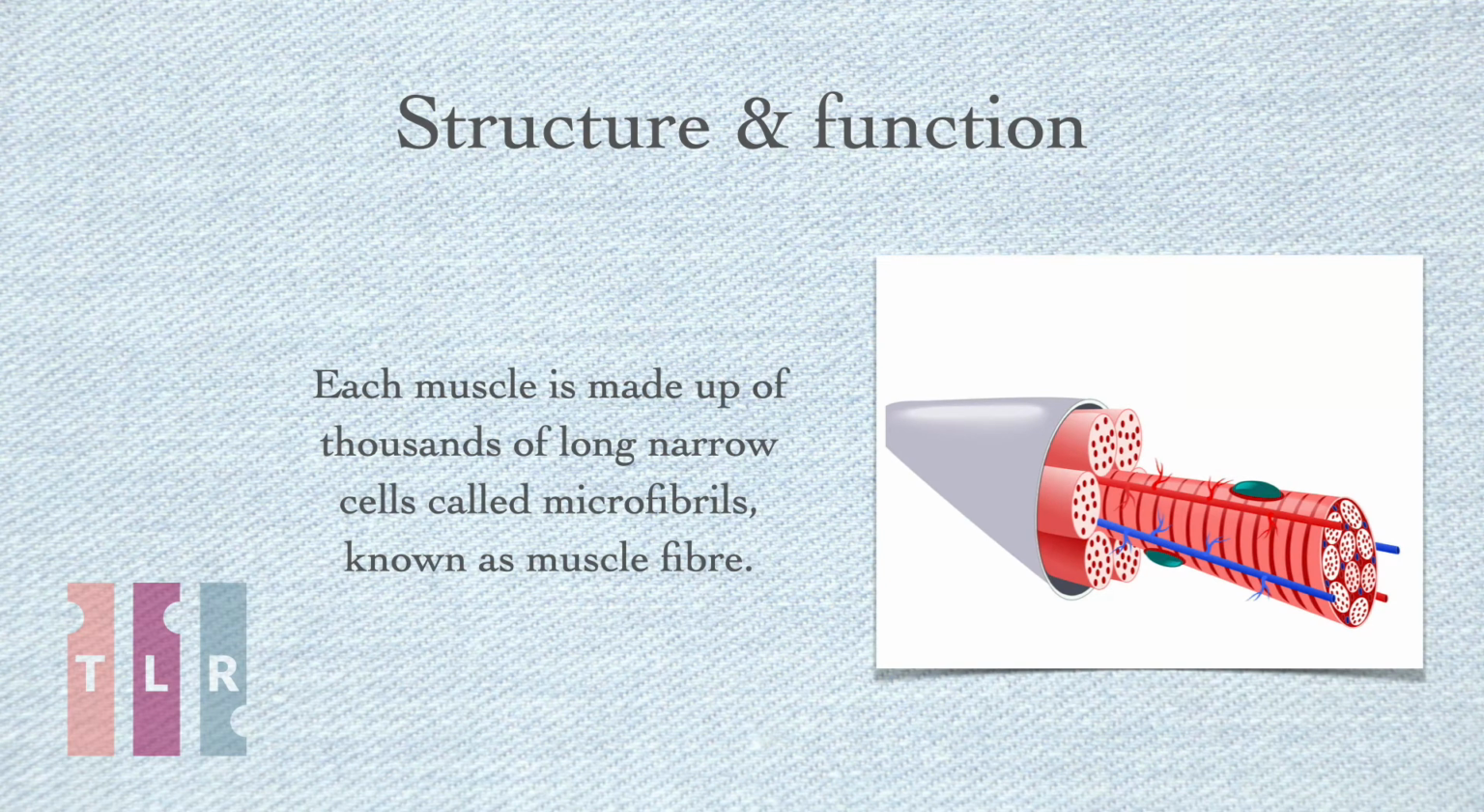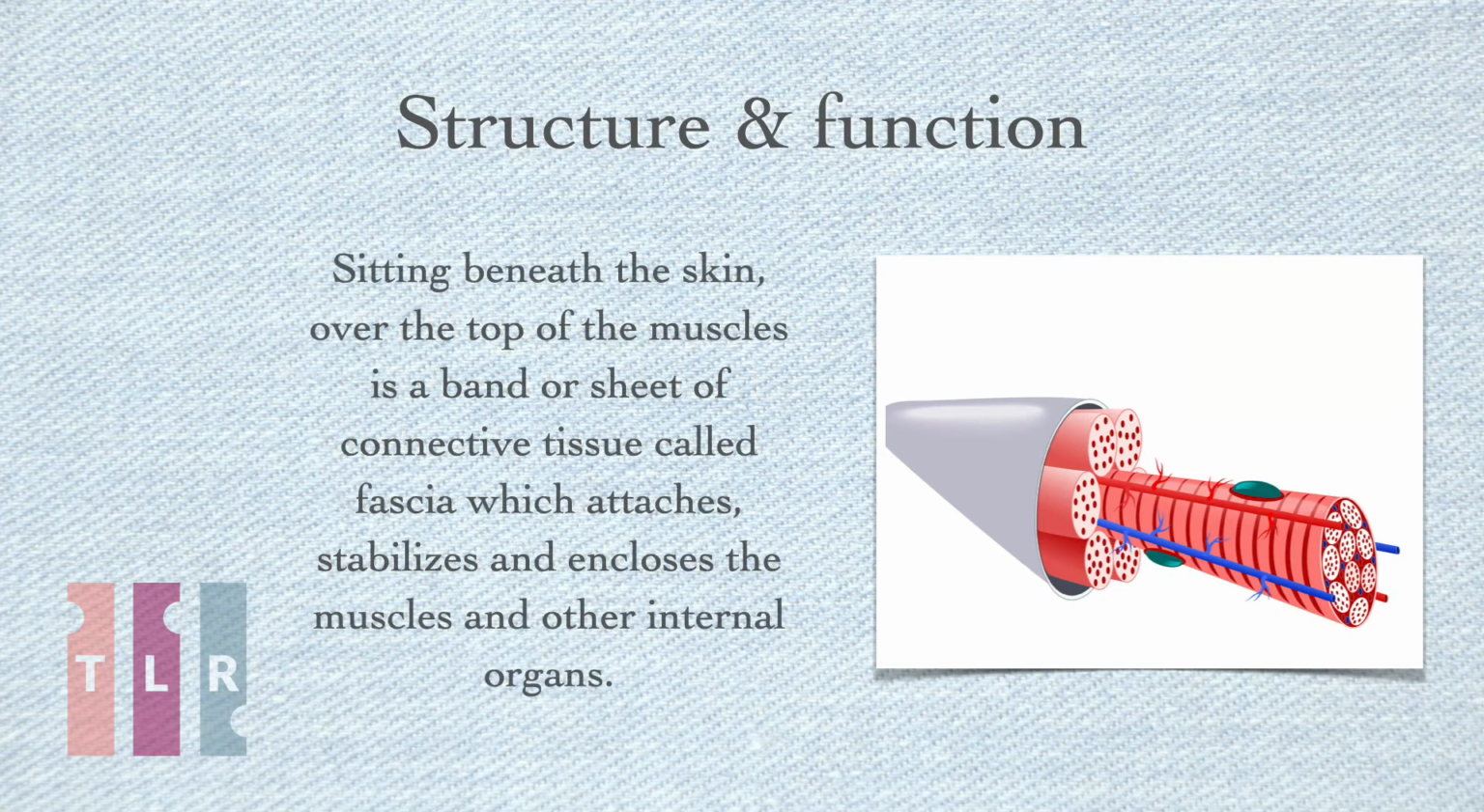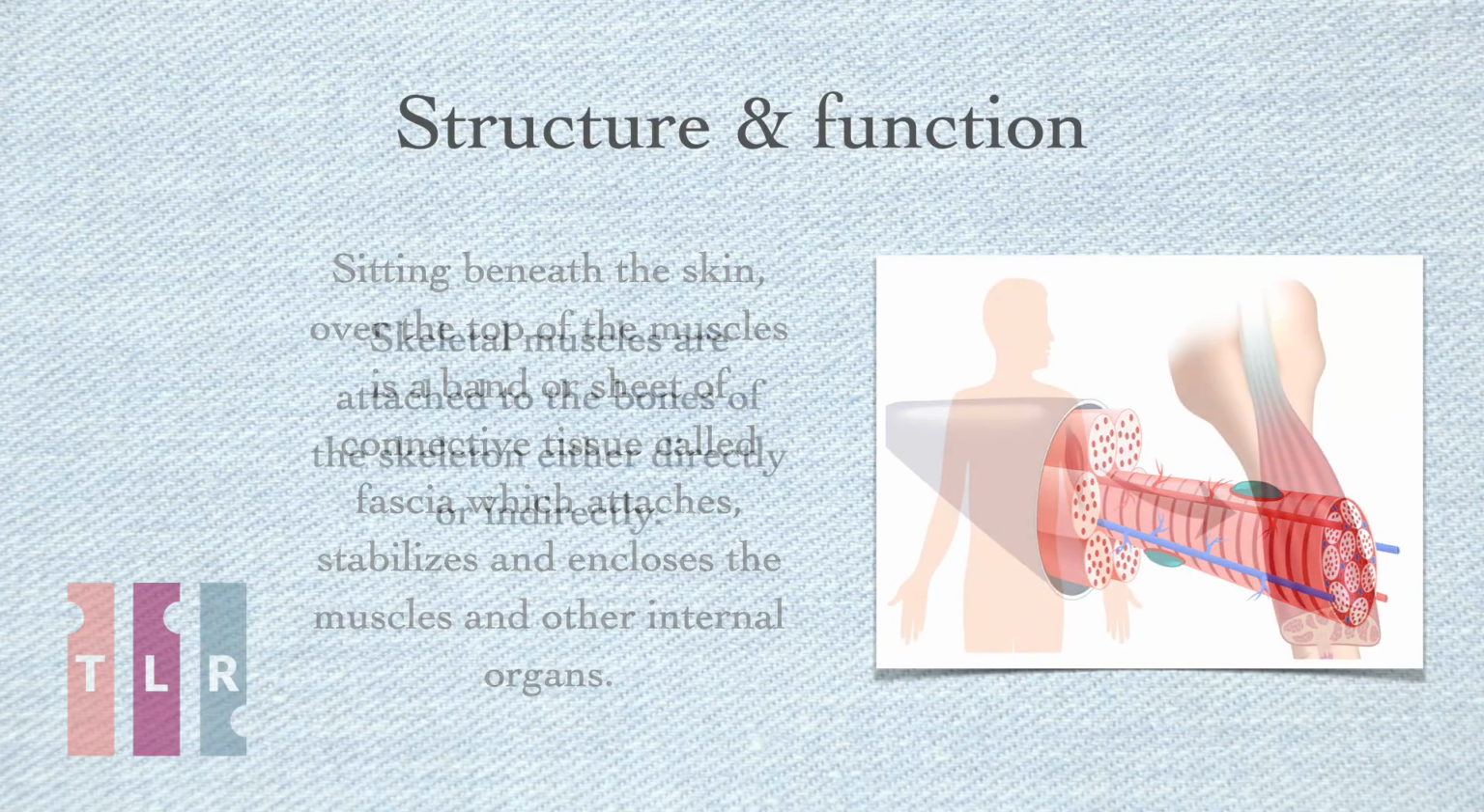Each muscle is made up of thousands of long narrow cells called microfibrils, known as muscle fibre. The fibrils are grouped together in bundles, and the bundles are grouped together to make up the muscle itself, with an outer covering. Sitting beneath the skin, over the top of the muscles, is a band or sheet of connective tissue called fascia, which attaches, stabilizes, and encloses the muscles and other internal organs.